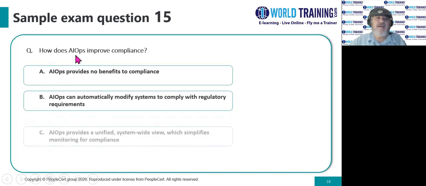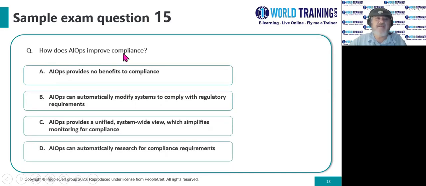Question 15, how does AIOps improve compliance? AIOps provides no benefits. That's not true. B, AIOps can automatically modify systems to comply. No, it's not modifying systems, no. C, AIOps provide a unified system-wide view which simplifies monitoring for compliance. So C is a good answer. D, AIOps can automatically research for compliance requirements. That's not what the AIOps is for. No, so C is the best answer.